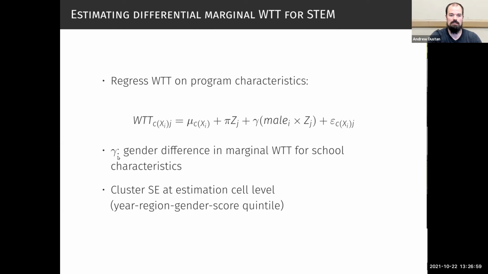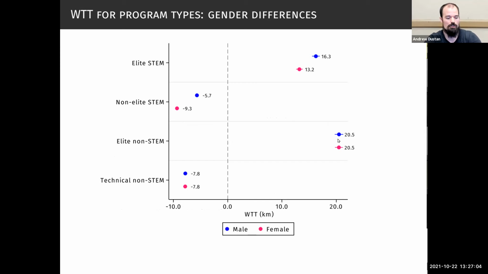Okay, so it's these gammas that we really care about. I'm going to just show some pictures now. Again, the blue is the male willingness to travel for a particular school characteristic, and the pink is female. You see that males have a higher willingness to travel, 16.3 kilometers, than females for elite STEM schools. This isn't a huge difference, right? Men and women aren't so different, but there is a higher revealed preference for elite STEM schools.